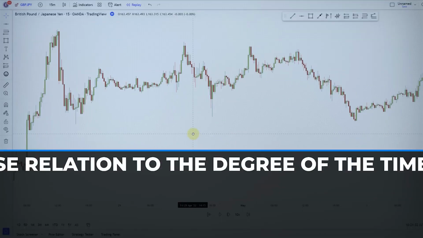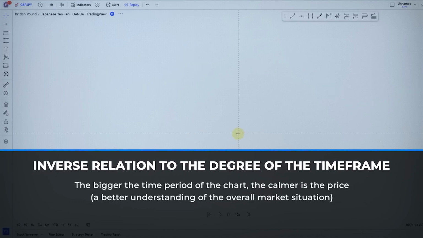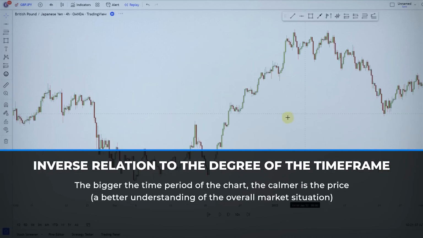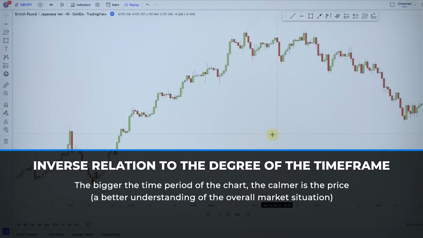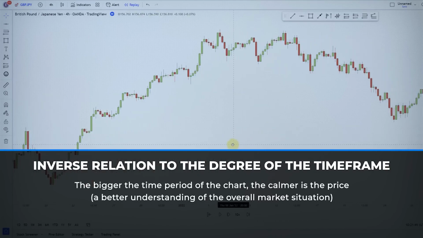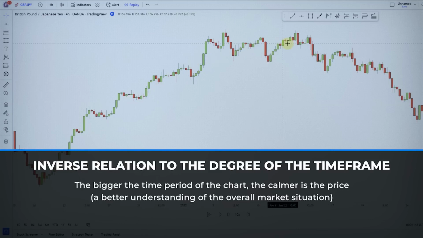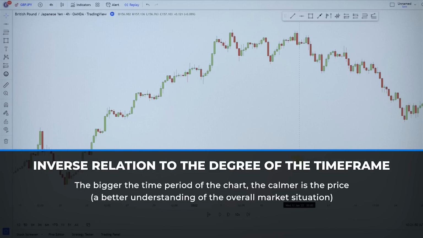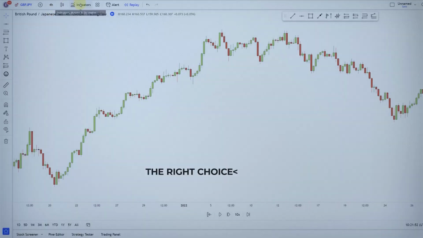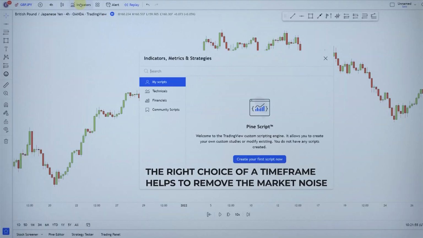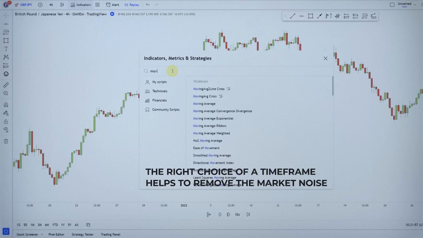The market noise is in an inverse relation to the degree of the time frame. The bigger the time frame period of the chart, the calmer is the price. For example, as we talked about earlier, the 4-hour chart can provide a better understanding of the overall market situation than the 5-minute time frame. In other words, the right choice of a time frame helps to remove the market noise.